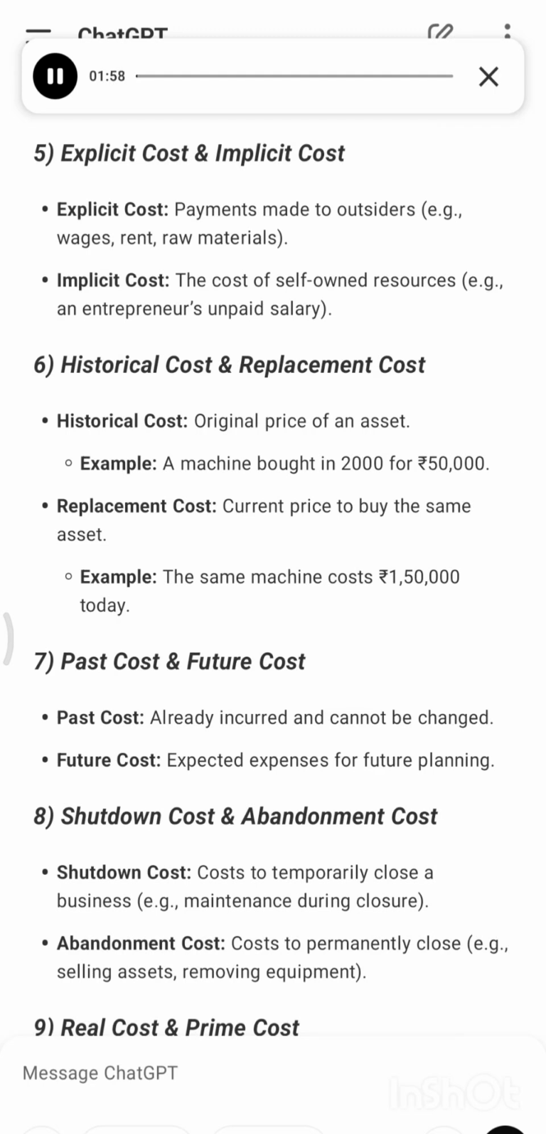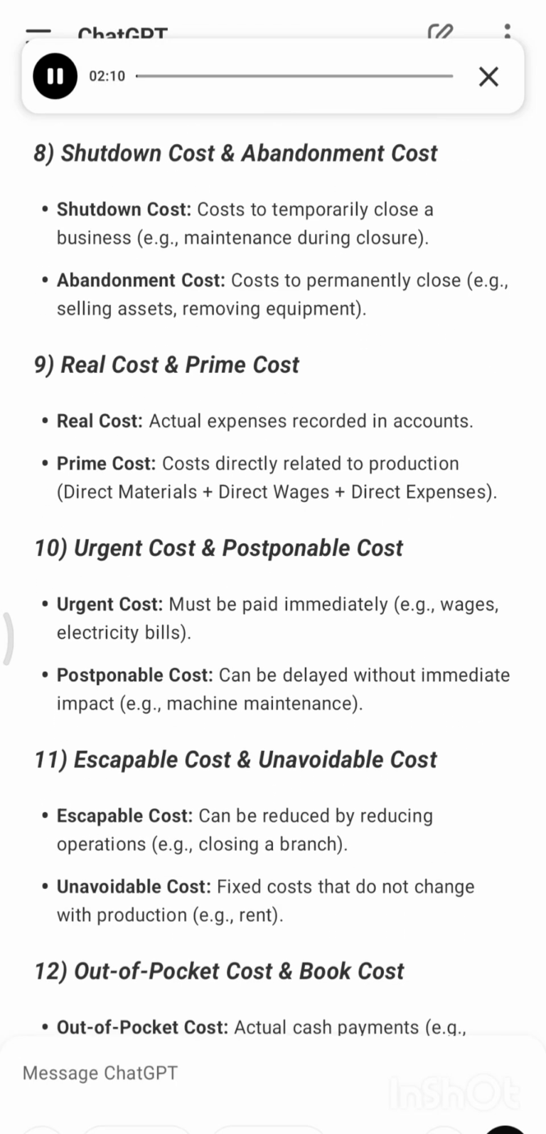7. Past cost and future cost. Past cost: already incurred and cannot be changed. Future cost: expected expenses for future planning. 8. Shutdown cost and abandonment cost. Shutdown cost: costs to temporarily close a business, e.g., maintenance during closure. Abandonment cost: costs to permanently close, e.g., selling assets, removing equipment.